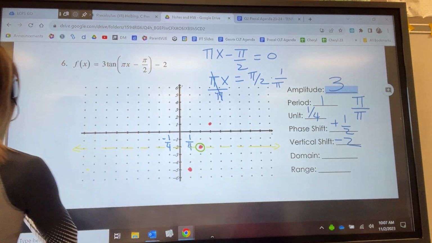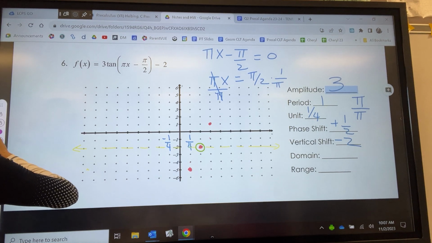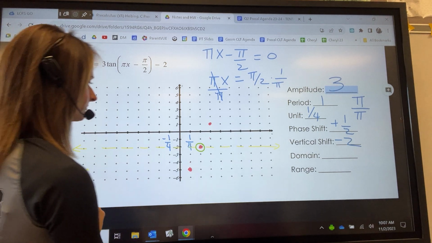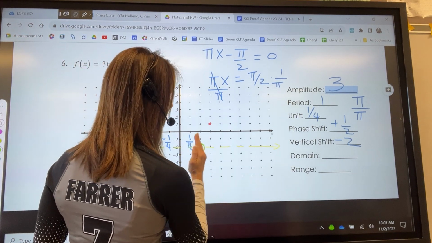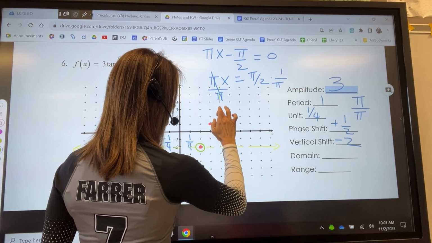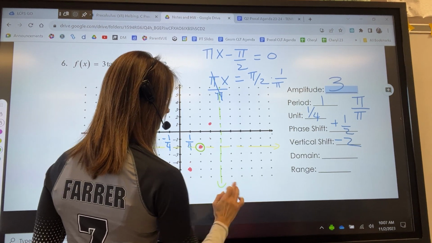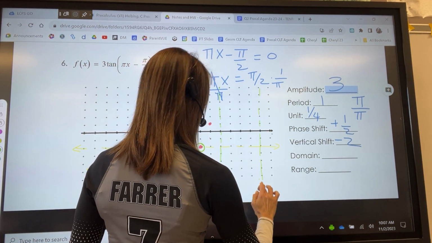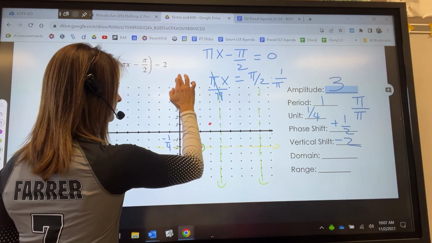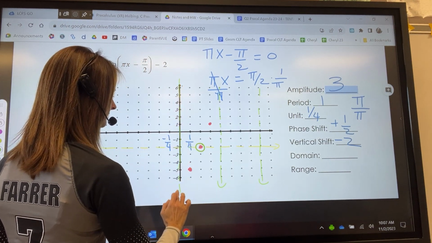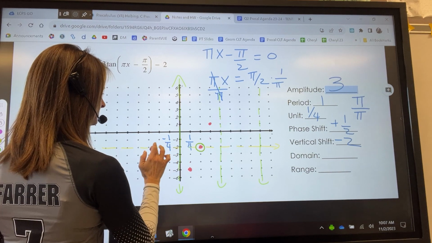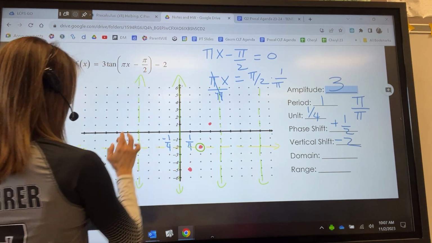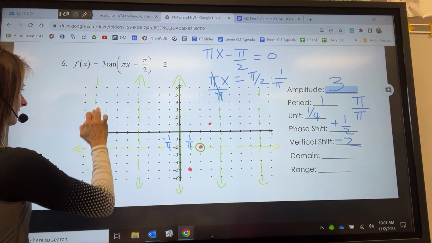There we go. From there, before I draw my graph, I'm going to draw my asymptotes, because the next unit over after that high point is going to be an asymptote. 1, 2, 3, 4. 1, 2, 3, 4. 1, 2, 3, 4.